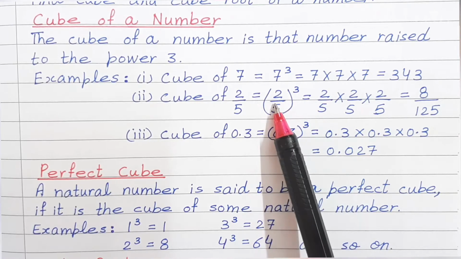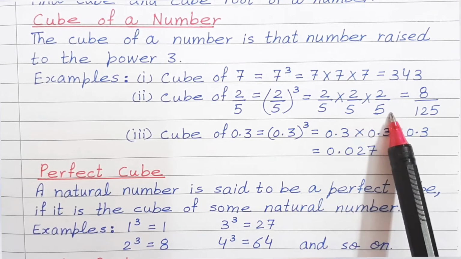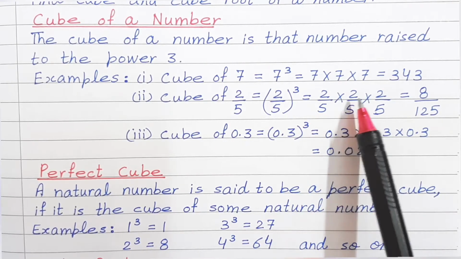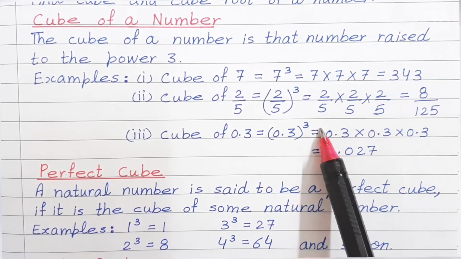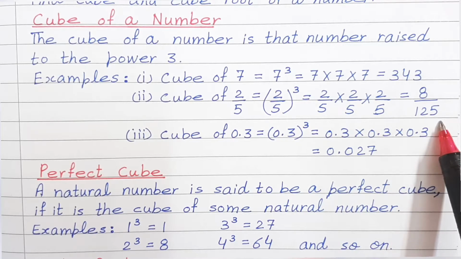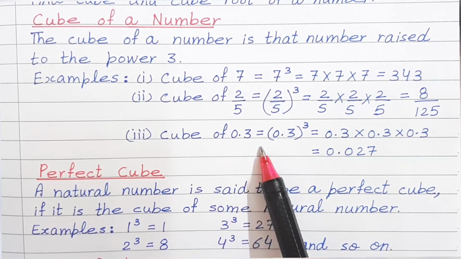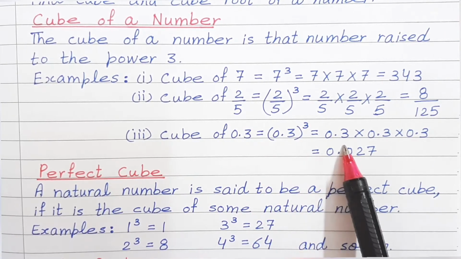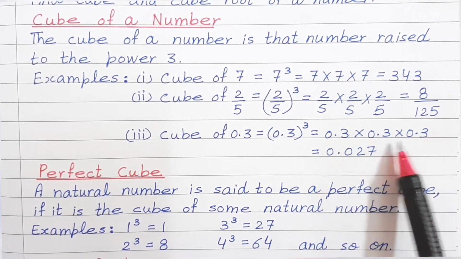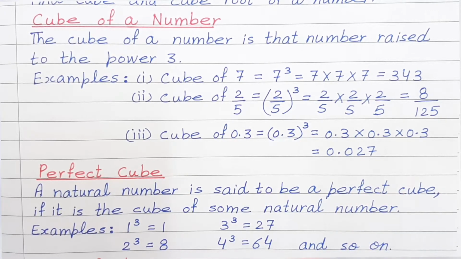So we will write 2 3 times as well as 5 3 times. So 2 multiplied by 2 multiplied by 2 is 8. Similarly, 5 multiplied by 5 multiplied by 5 is 125. Clear? Now cube of 0.3. So it is 0.3 3 times. So the answer is 0.027. I hope now the concept of cube is clear to everyone.